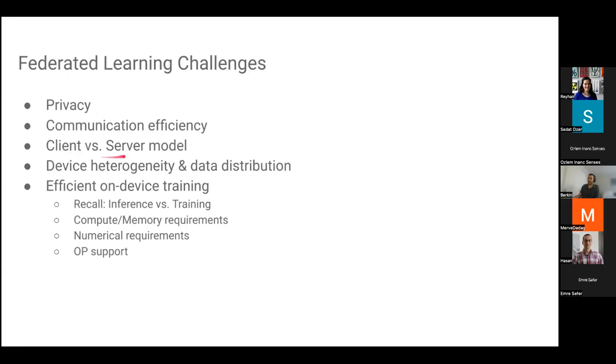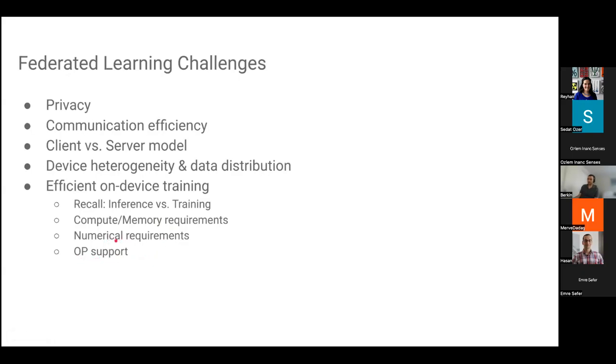There are a lot of things such as communication of this data, and which parts of the model are on the client versus the server. And then there are a lot of different hardware and data distribution challenges and so on. But I don't want to go through all the details. Overall, this is a very interesting direction for the future, where the hardware accelerators are not only doing inference, but also on-device training, which has pretty unique compute and memory requirements, numeric support, and op support.